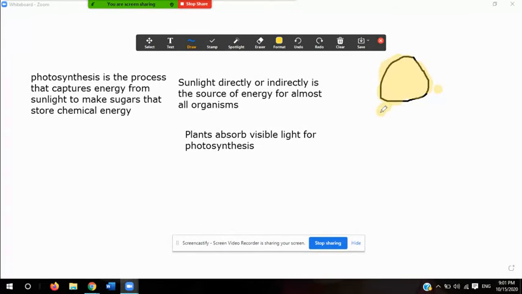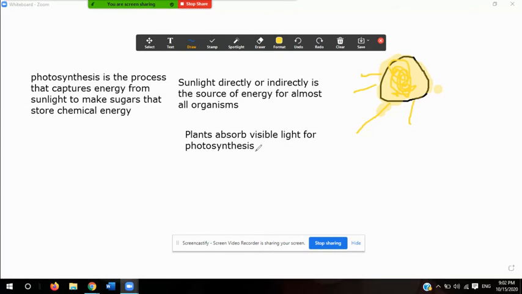So when we look at the sun and see yellow, it's not that the sun has a yellow coloring. It's just the color that our eyes can perceive. So plants absorb the visible light of the sun. There are other types of energy and rays that the sun emits, like UV rays, but that is not what plants use to undergo photosynthesis.